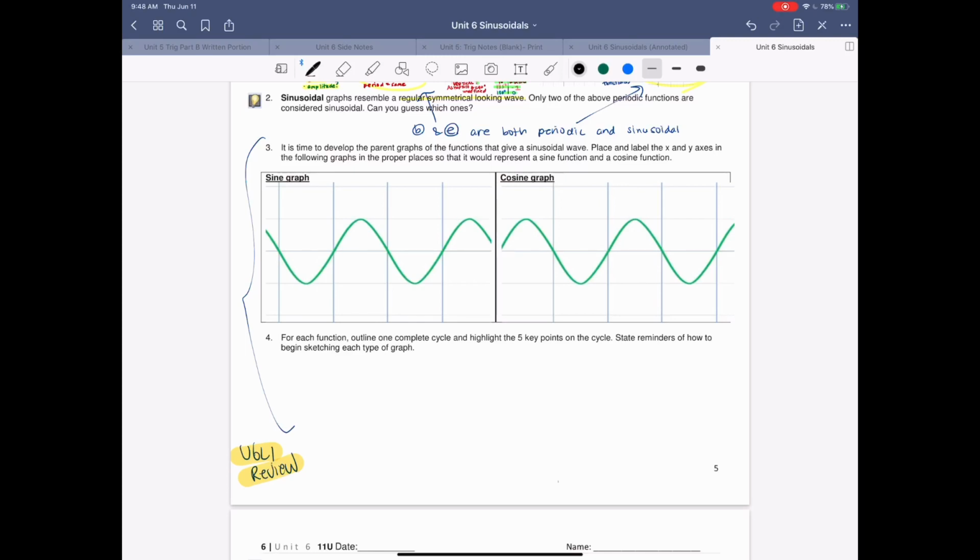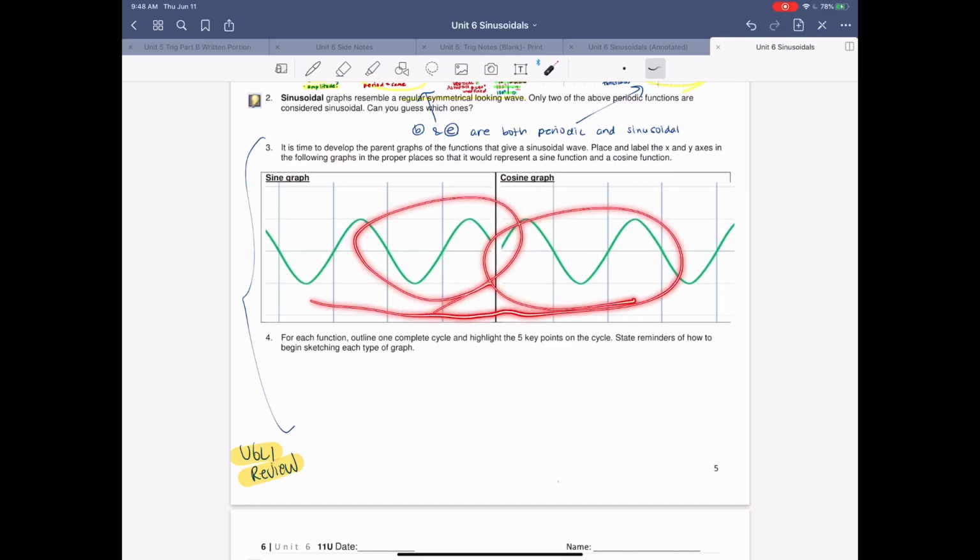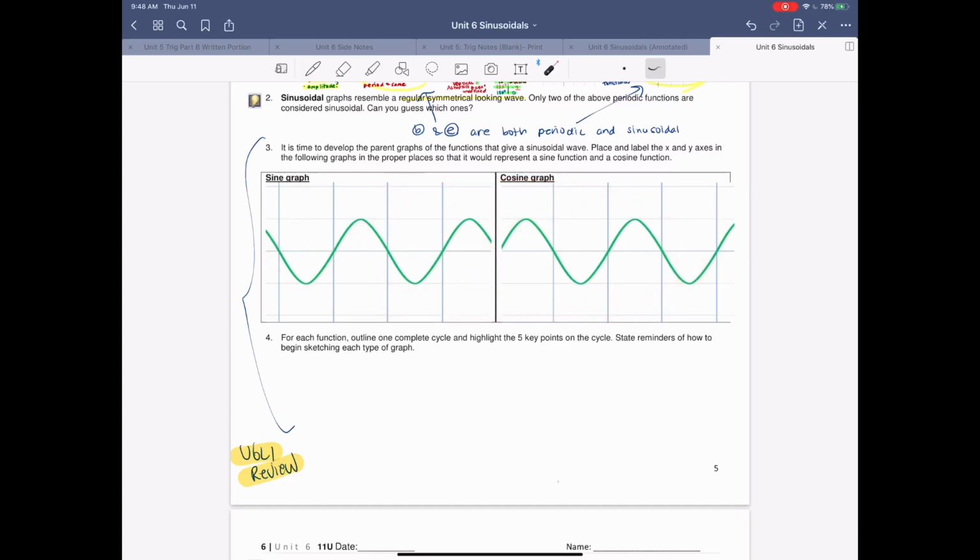Place and label the x and y axis in the following graphs in the proper places so that it would represent the sine function and cosine function. Basically, notice that it's the exact same wave, but it really depends on where you put the axis that determines whether it's a sine or cosine. Meaning you could always write any of these kinds of functions in terms of sine or cosine. So for this, what I try to remember is that the sine graph starts at 0, 0, the origin.